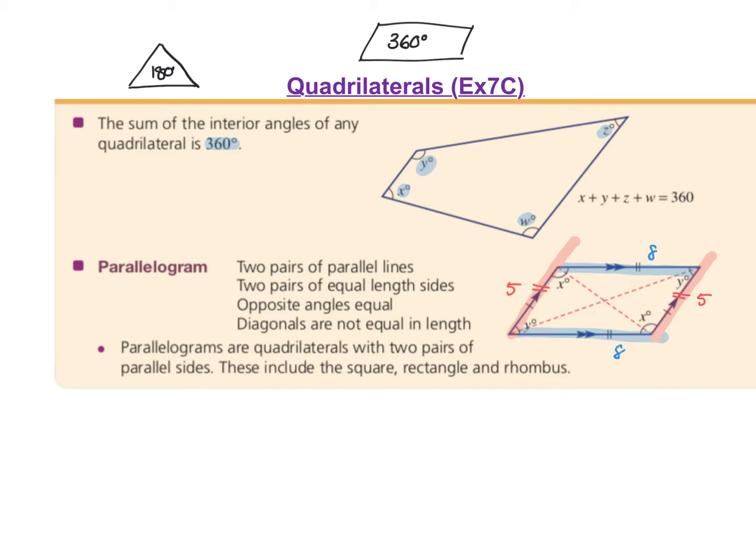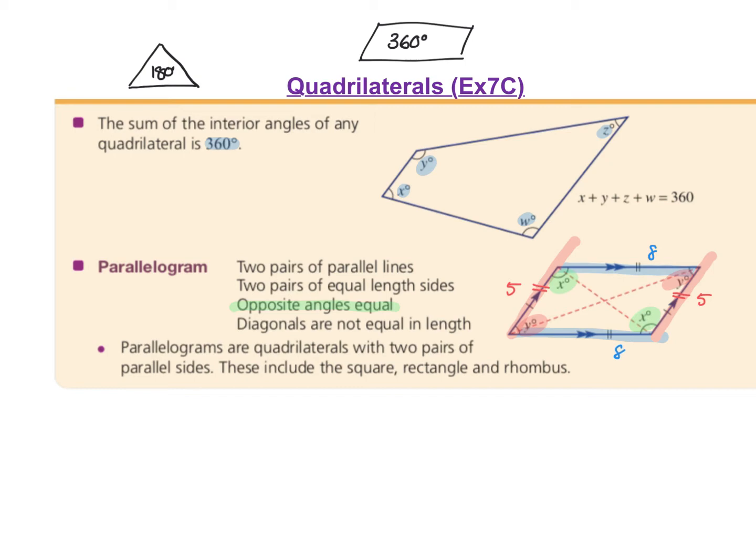Now, opposite angles are equal. So this X is the same as that one, on the diagonal, opposite, yeah? And then if we look at this Y here, it's the same as that one. So we can say that. Those little pieces of information might help us work out sizes of angles.